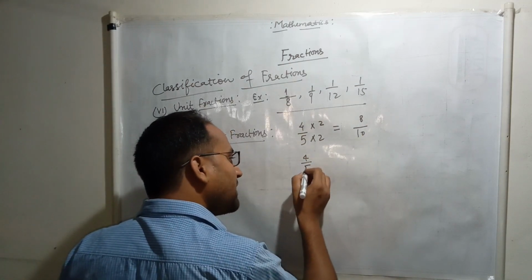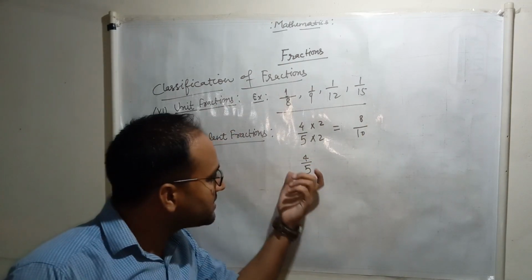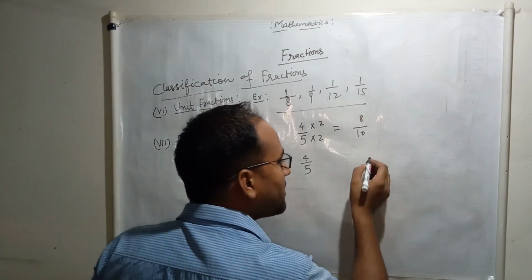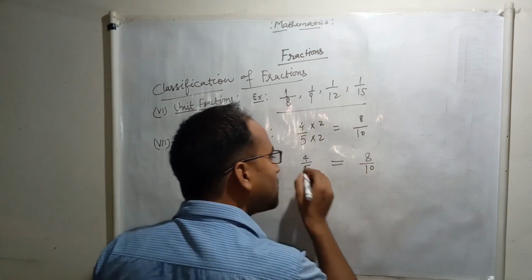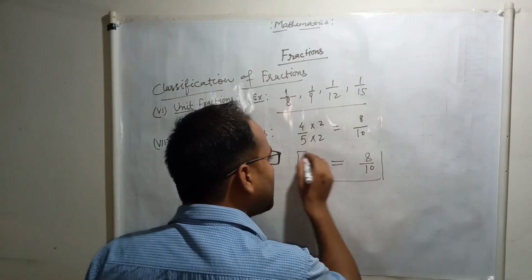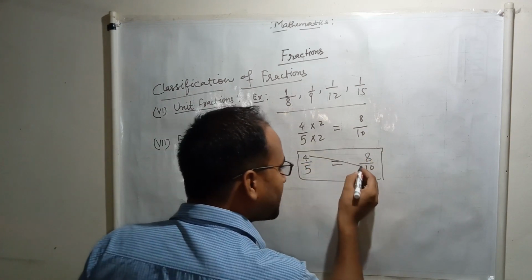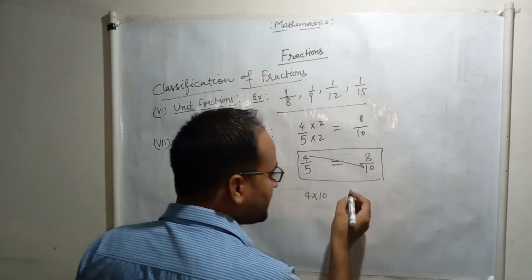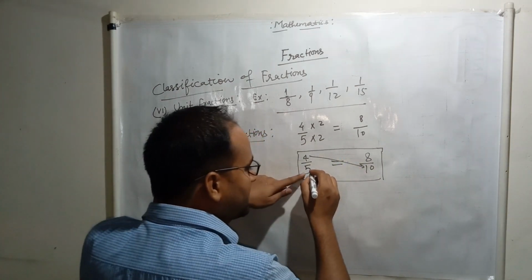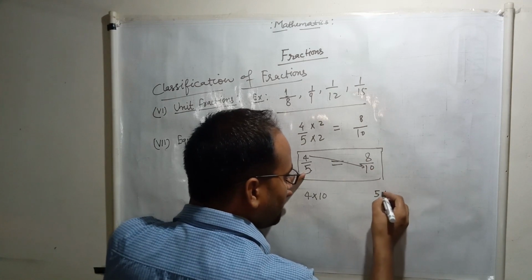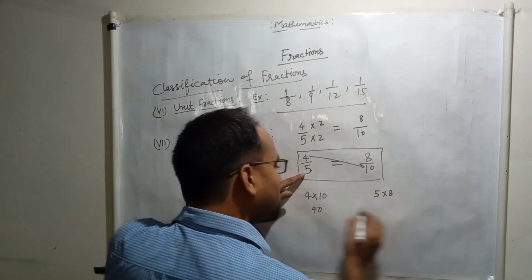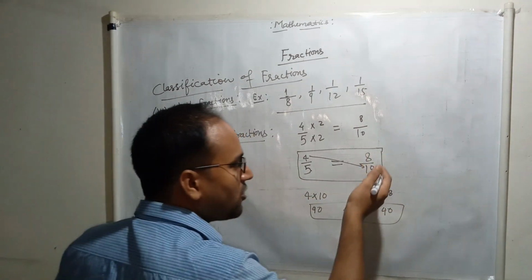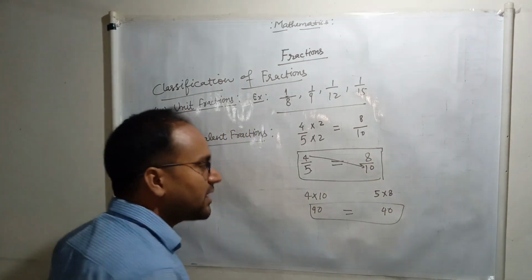This is 4 upon 5. Out of 5 parts, it represents 4 parts, and this one is 8 upon 10. Both are equivalent fractions. If you want, you can check by multiplying the first numerator with the second denominator, and the first denominator with the second numerator. In this case both are equal. Or by cancelling 8 and 10 by 2, you also get the same one.